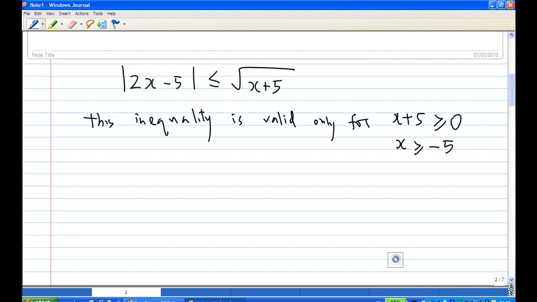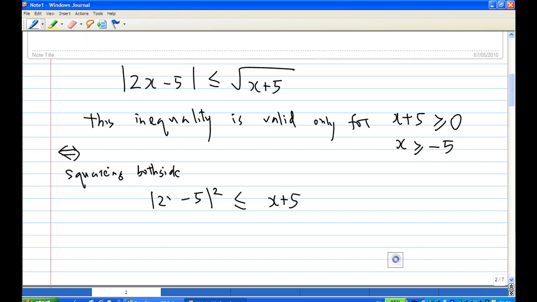Now, since both the left-hand side and right-hand side are positive numbers, the absolute value of 2x minus 5 is positive or 0, and the square root of x plus 5 is positive or 0. Therefore, we can square both sides. Squaring both sides, the inequality still remains, as both terms are positive. So, if and only if (2x minus 5) squared is less than or equal to the square of the square root of x plus 5, which is x plus 5.